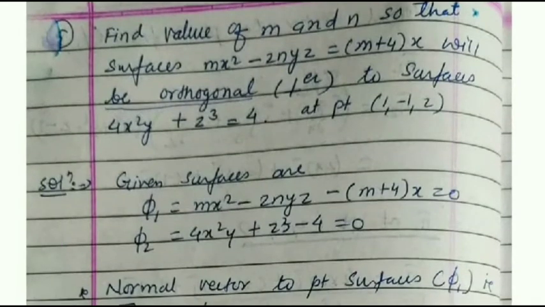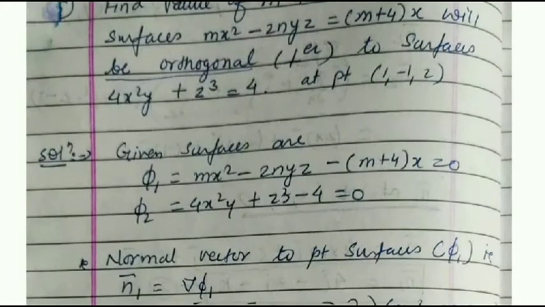Next question: find the values of m and n so that the surface m x squared minus 2 n y z equals m plus 4x will be orthogonal, perpendicular, to the surface 4x squared y plus z cubed equals 4 at the point (1, -1, 2). In this question we have to find the values of m and n.